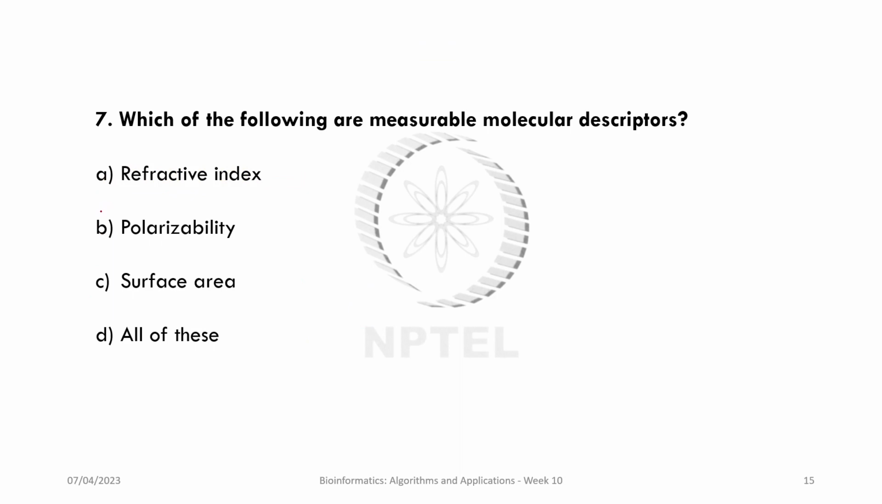Which of the following are measurable molecular descriptors? Is it refractive index, polarizability, surface area, or all of the above?